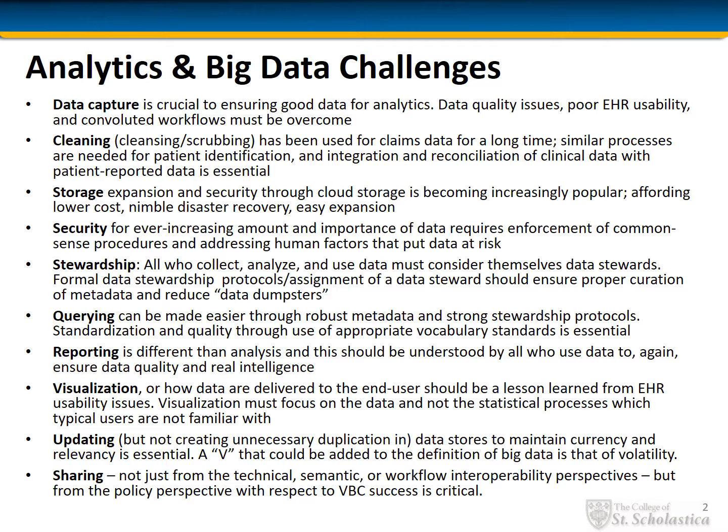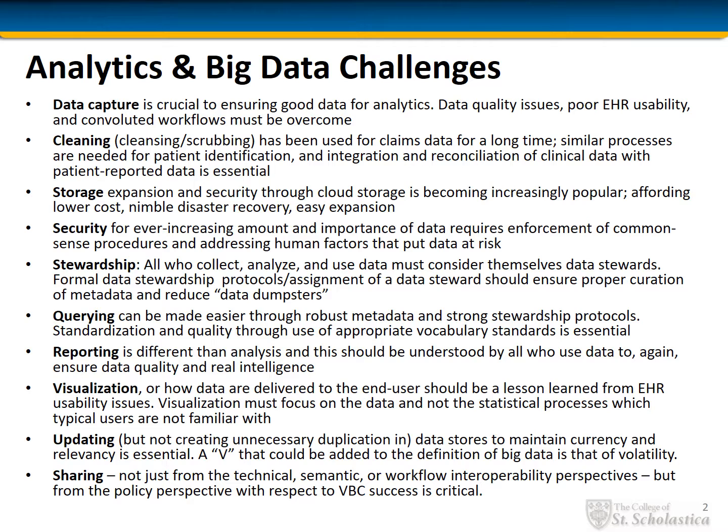Cleaning, also called cleansing or scrubbing, we've talked about for claims data and have used for a long time. Similar processes are needed for patient identification and integration and reconciliation of clinical data with patient-reported data for analytics products to be useful.